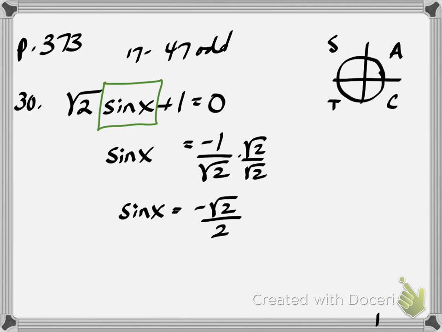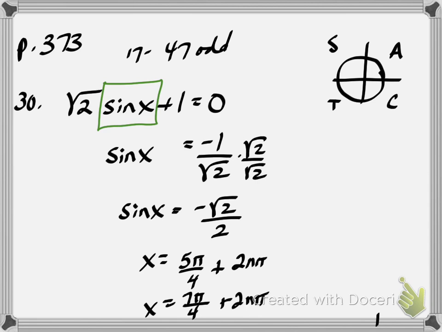Negative 5 pi over 4 and 7 pi over 4. And they did not restrict us to the unit circle, so we'll do plus 2n pi. So you could try some of those.